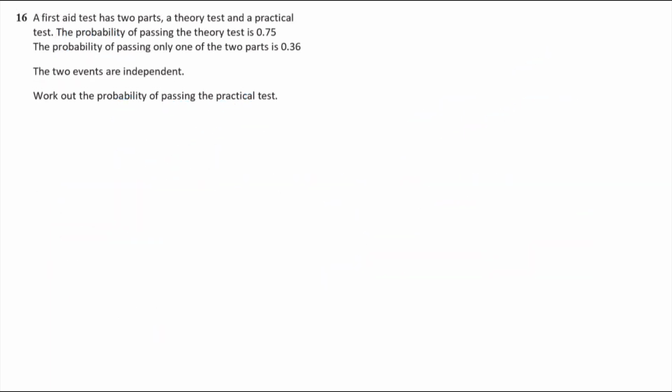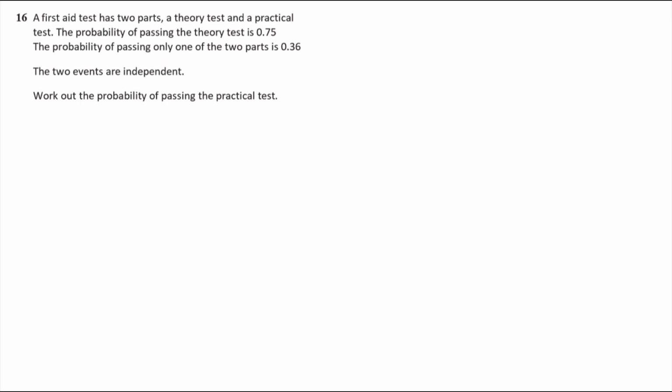Okay? Question 16. A first aid test has 2 parts, a theory test and a practical test. The probability of passing the theory test is 0.75. The probability of passing only one of the 2 parts is 0.36. The 2 events are independent. Work out the probability of passing the practical test. Okay.